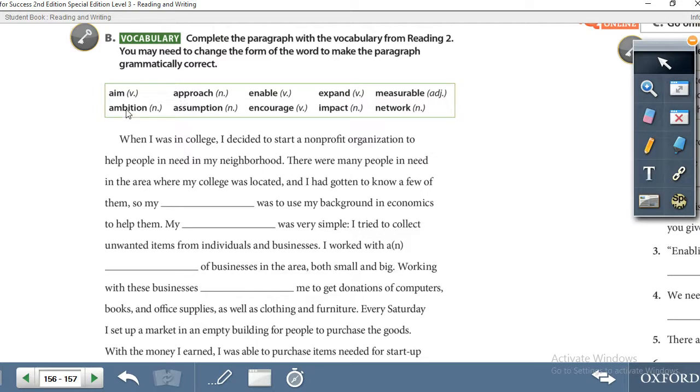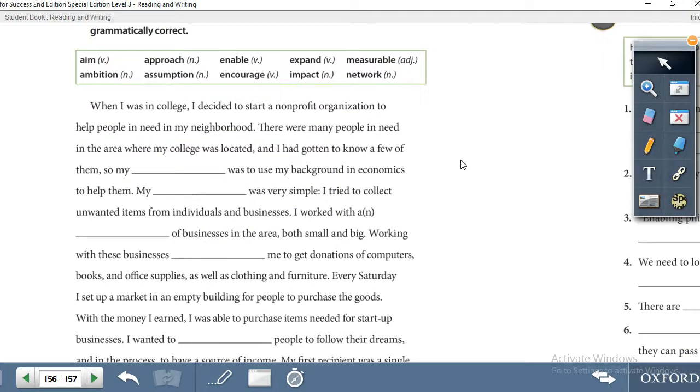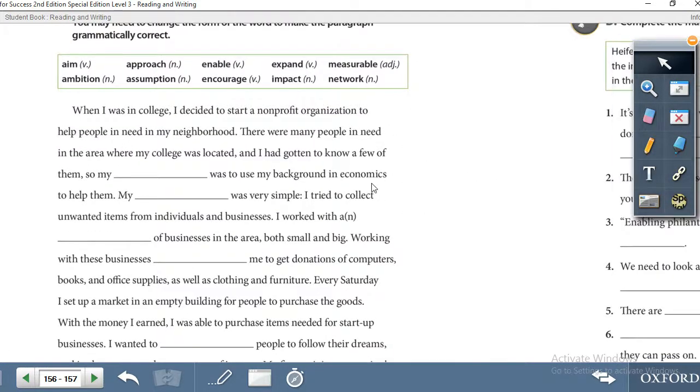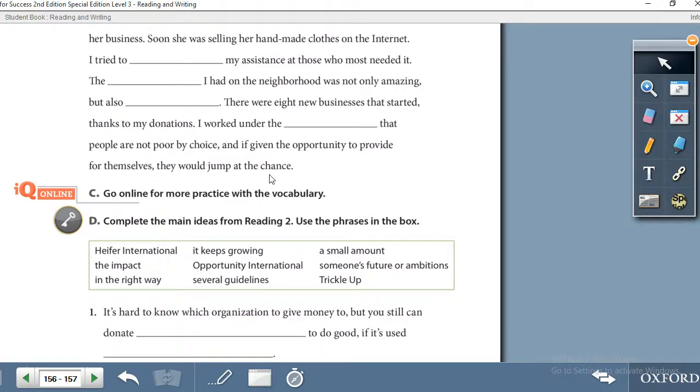So this is the paragraph, this is the vocabulary. It's the same vocab: aim, approach, enable, expand, measurable, ambition, assumption, encourage, impact, network. So this is your vocabulary, and this is the paragraph that you need to complete. Let us now look at the next page, page 157. The paragraph continues.